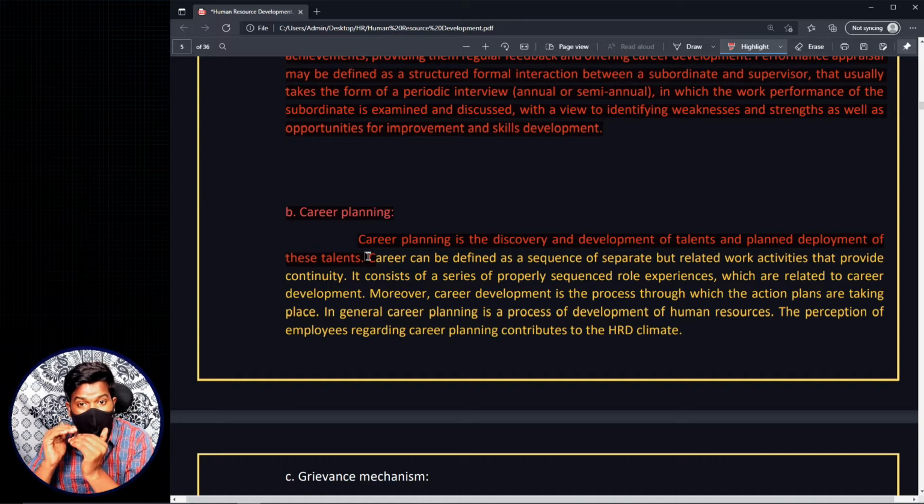Coming back to this career planning, this is what happens in career planning. Career planning is where the organization plans for the career of the employee. Now see, career can be defined as, now let's look at the general definition of career.